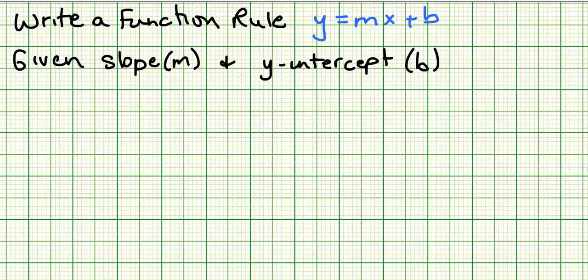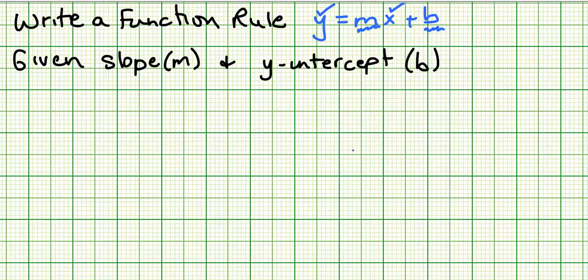So we may be asked to write a function rule when we're given the slope and the y-intercept. I started with this one. This is the easiest one. If they tell us exactly what the slope is and what the y-intercept is, it's a matter of plugging two numbers into our rule. y equals mx plus b is the rule. In our rule, we're always going to keep a y and we're always going to keep an x. The m and the b change depending upon the situation.